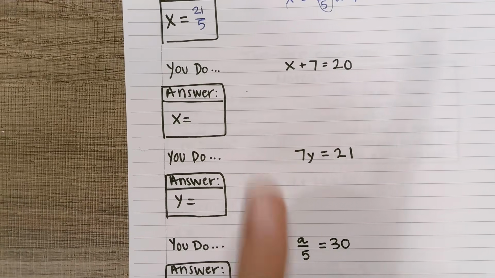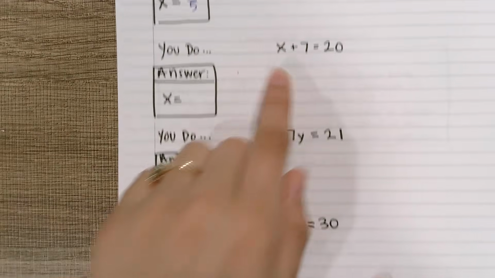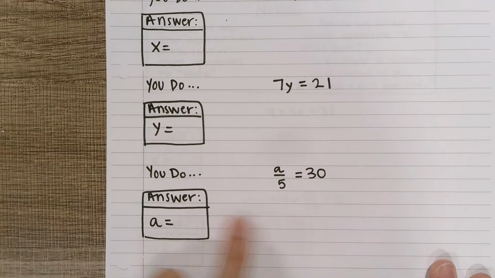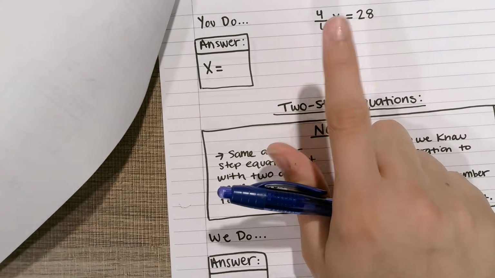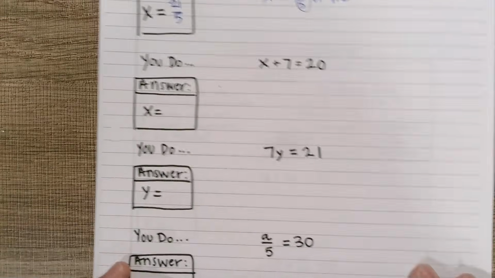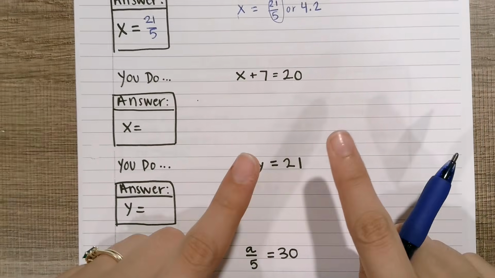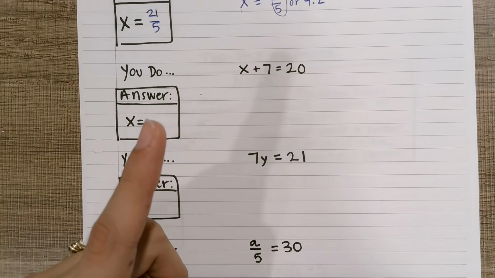So now you are going to practice. You're going to do this you do, this you do, this you do, and this you do. So go ahead and pause and complete those 4 questions, and then I will show you the answers with the work. So pause the video now and get started.